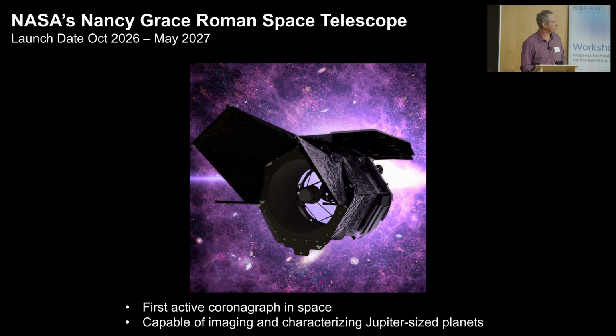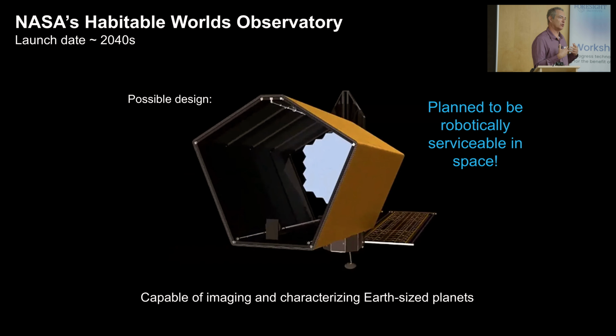The good news is NASA is going to fly one of these things in the next 12 to 18 months. This coronagraph will be the first actively operated coronagraph in history, and it will be able to detect Jupiter-like objects. So it's a step in the right direction. It will not be able to do Earths. Earths are going to require a lot more time.